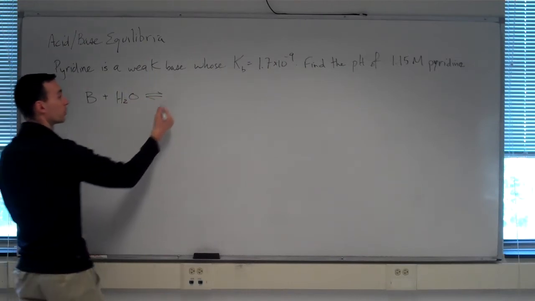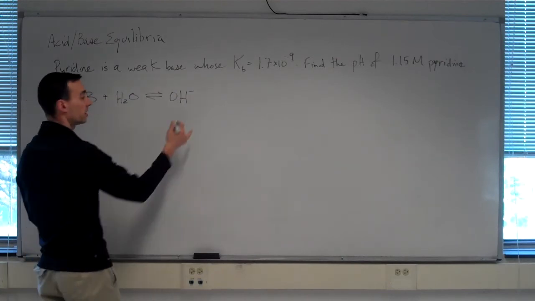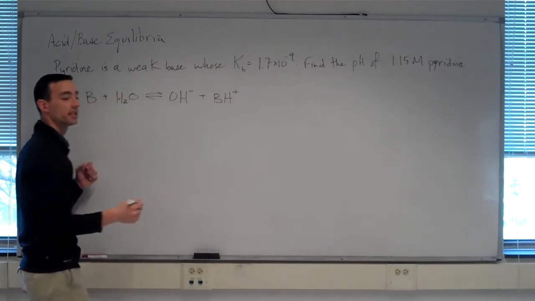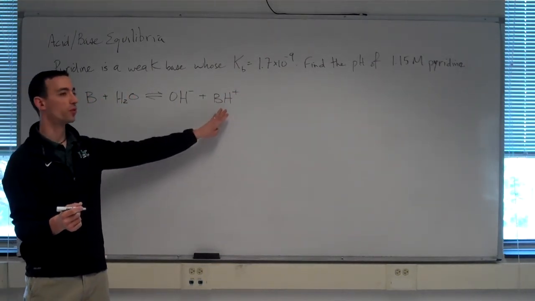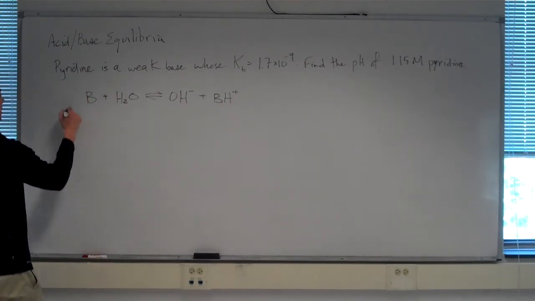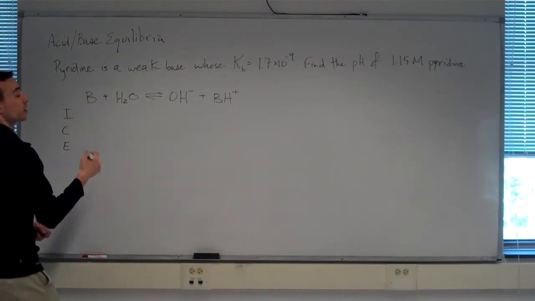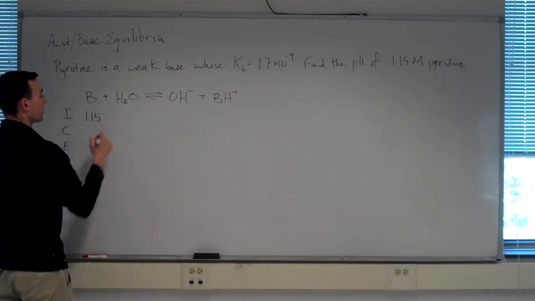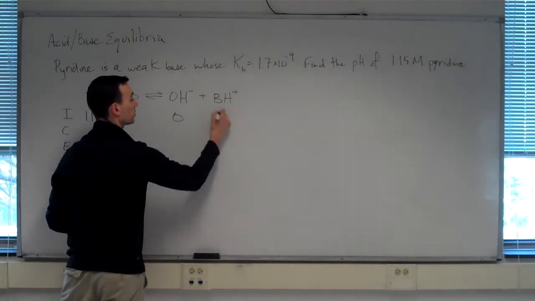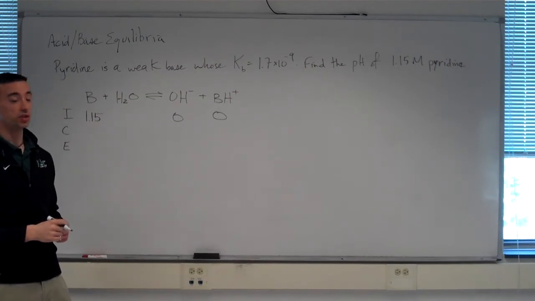What will a base do in water? It will gain a proton, taking that proton from water, turning it into OH minus, forming the conjugate acid. In this case, we would call this the pyridinium ion. Okay, just so you know. So we're being told we're starting with 1.15 molar pyridine. We're not told anything about these other ions, so our safe assumption is that they're 0 initially.